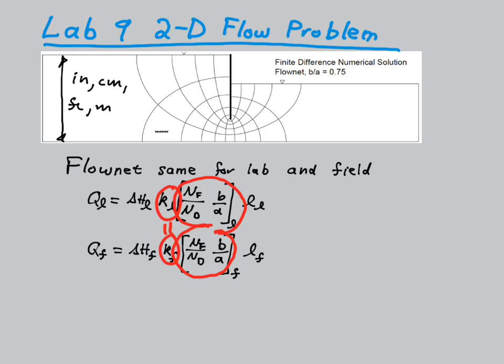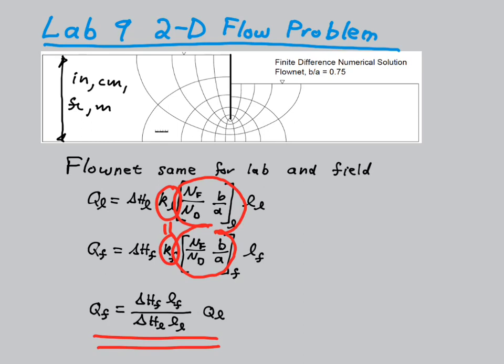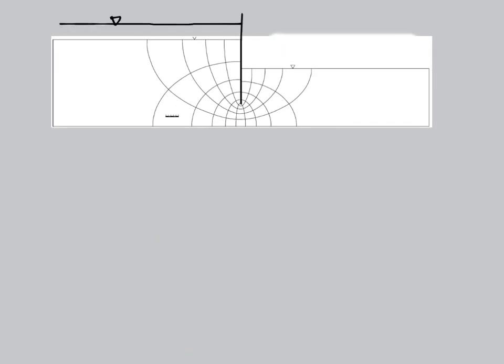So knowing that, I can combine these two equations to determine that the flow in the field is going to be equal to delta H in the field times L in the field divided by delta H in the lab times L in the lab, all times Q in the lab. So that's how we relate the lab flow rate to the field flow rate. So let's compute that for your problem.